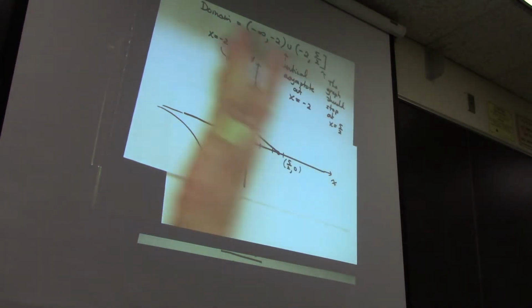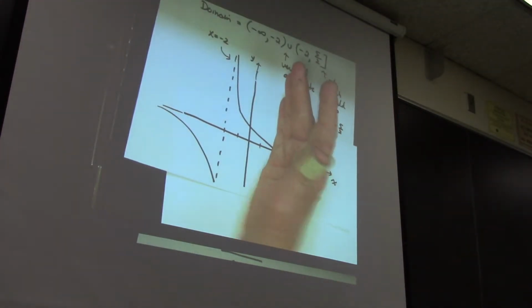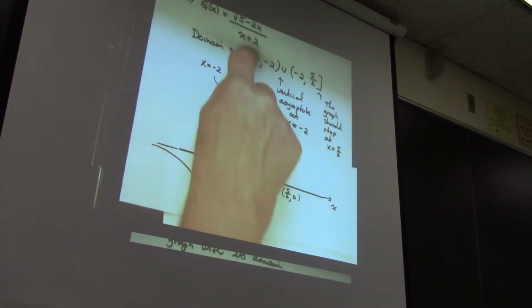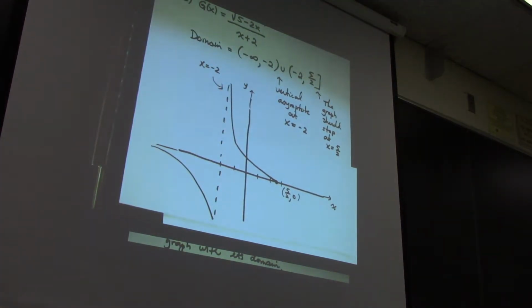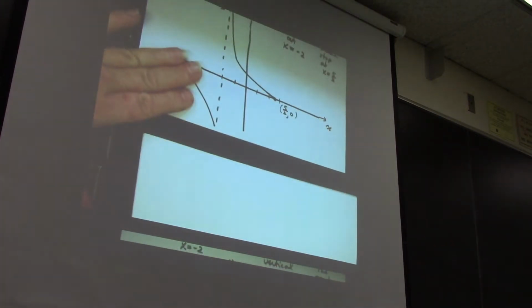Okay, everything to the left of 5/2 is in the domain except x equals -2 because that makes me divide by 0. Okay, so knowing the domain can really help you do the graph. Even if you had to graph by hand, which eventually we will.